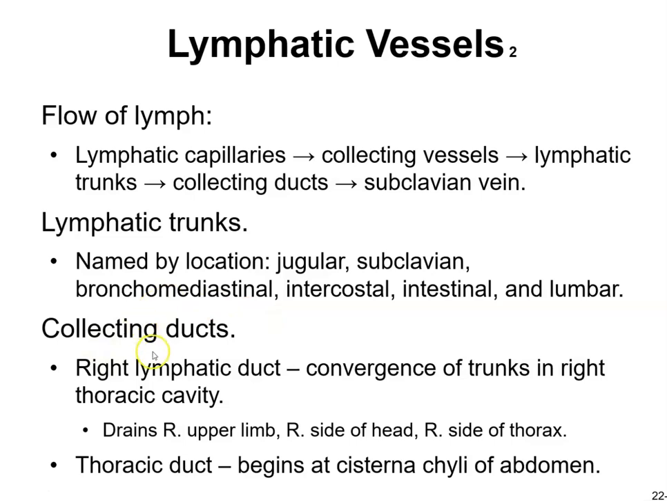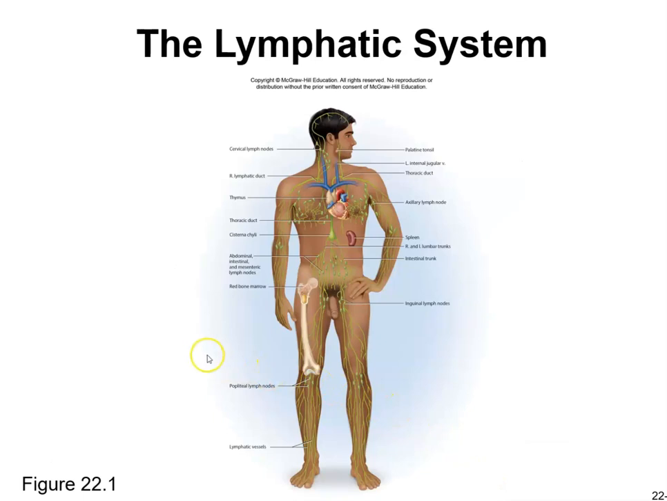You have two main collecting ducts, and these you want to know. The right lymphatic duct, convergence of trunks in the right thoracic cavity, drains the right upper limb, the right side of the head, and the right side of the thorax. That's the right lymphatic. All the rest drains into the thoracic duct, which begins at the cisterna chyli of the abdomen. So you get about 25% that dumps into the right lymphatic duct, but then you get the rest that dumps into the thoracic duct. So here it is.